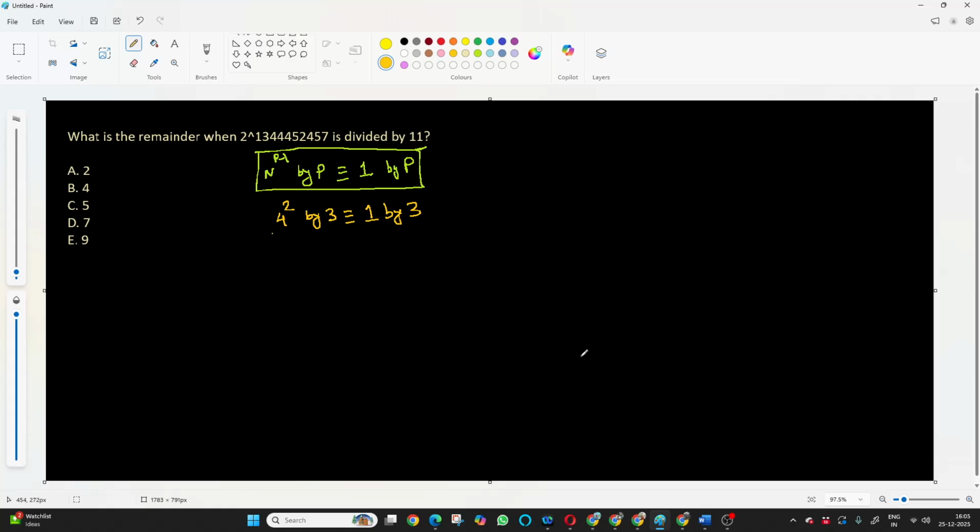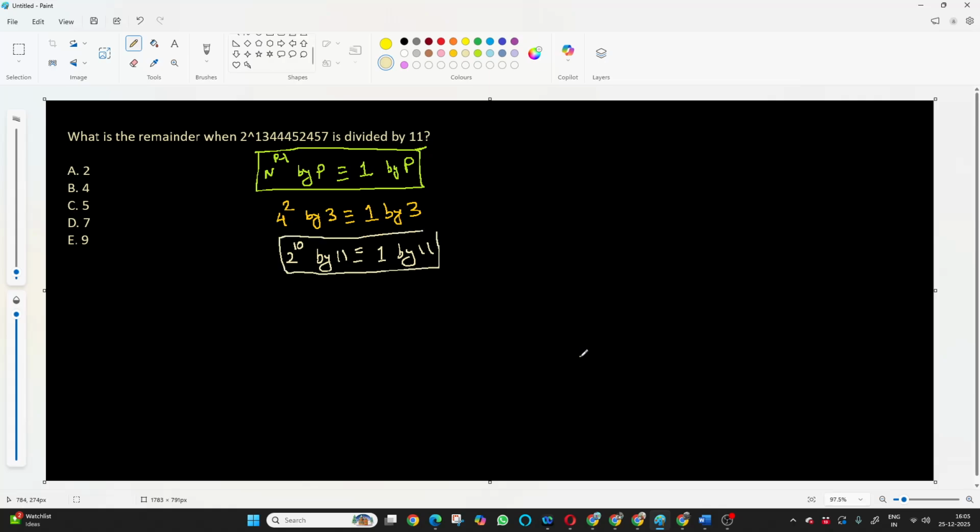Now, how can we use this in the question at hand? If you look at this question, we have division by 11. 11 is a prime number. And on the other side, we have 2 to the power of a huge quantity. The good thing about 2 is that it is relatively prime with 11, which means 2 and 11 have just 1 as a common factor. So going by this theorem, 2 to the power p minus 1, so 2 to the power 11 minus 1, which is 10, should yield a remainder of 1 when divided by 11.